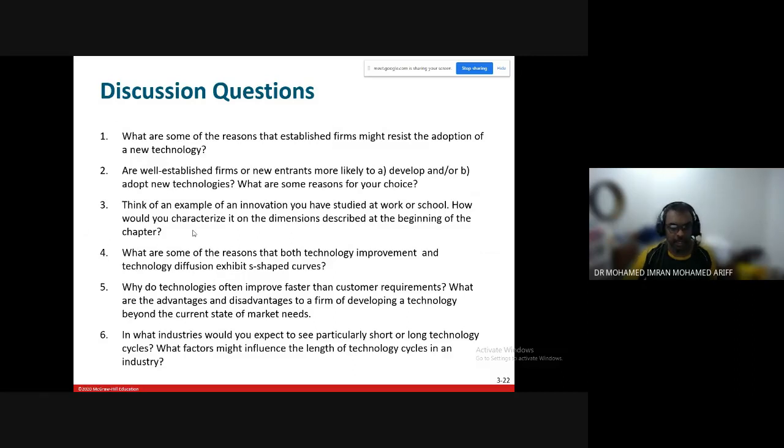Apa-apa tiga soalan. And provide me with examples. Example itu can come from your organization. Kalau boleh, your organization lah. Kalau tak boleh, you can use any other organization based on your understanding and your reading. So, each question, I need at least one page. Satu soalan, satu page, double spacing. At least minimum, kalau nak buat dua page pun tak ada masalah. But each question, one page and double spacing.